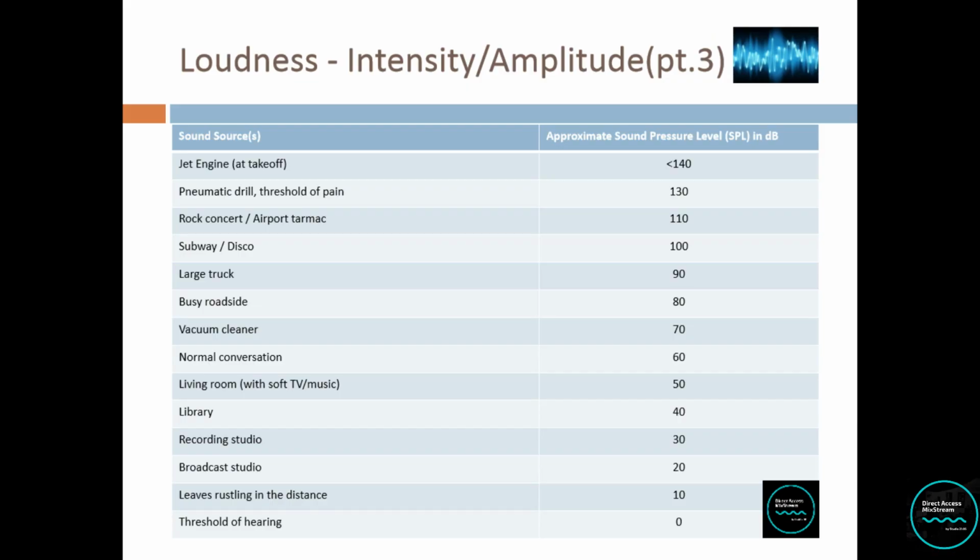Next, let's take a look. When we talk about loudness and intensity, this is the general loudness and amplitudes that we encounter in everyday life. It's a little bit small, but when you go back, you can download it and look at it more clearly. Let's start from the bottom. Your threshold of hearing is approximately 0.